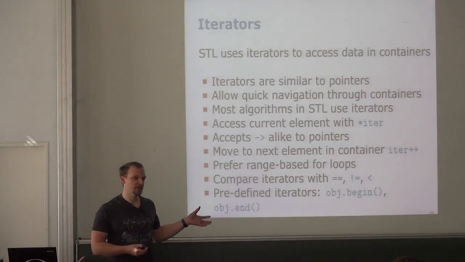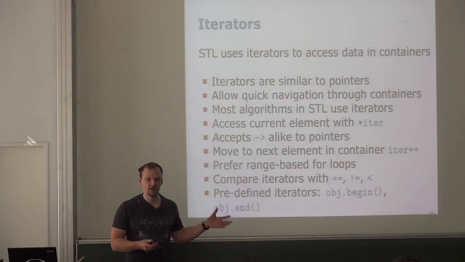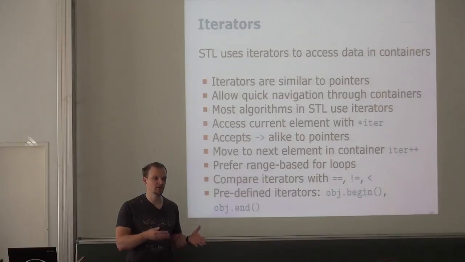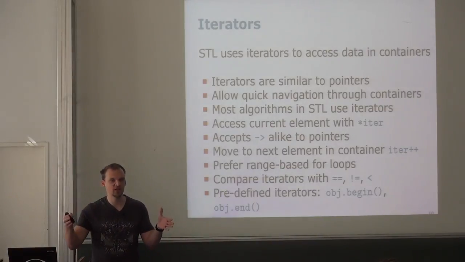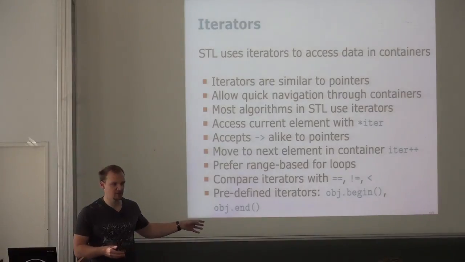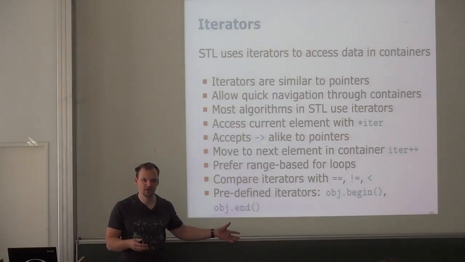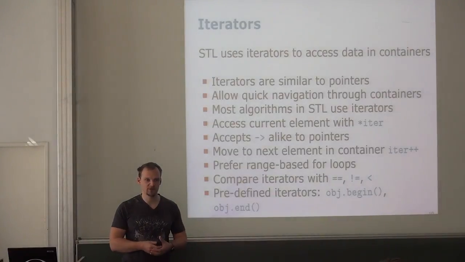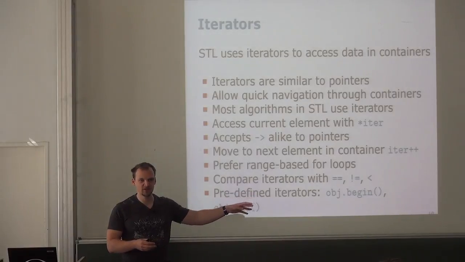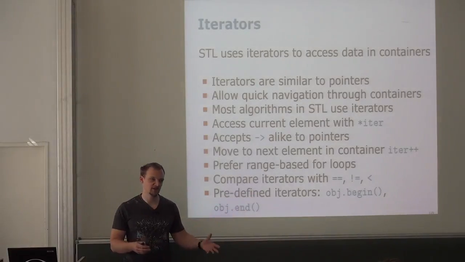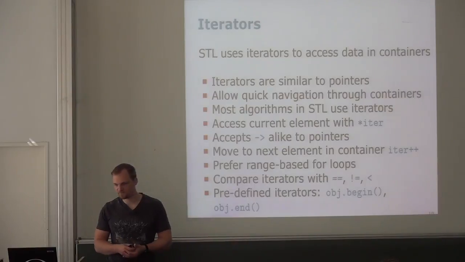Again, most algorithms in the standard library use iterators. When you want to sort your vector, you pass 2 iterators to it, which define a range that needs to be sorted. For example, in the lecture where I showed how to sort a vector, you pass vector begin, vector end to it. Those are iterators. So begin and end are iterators.